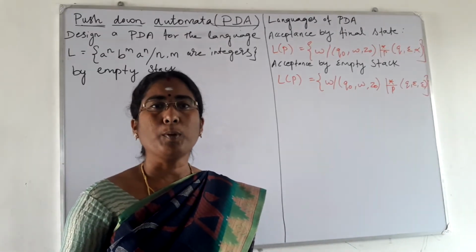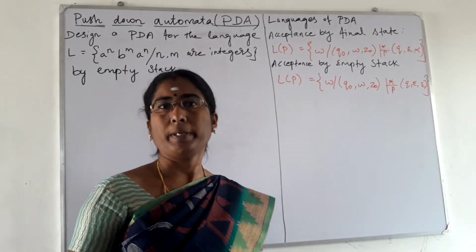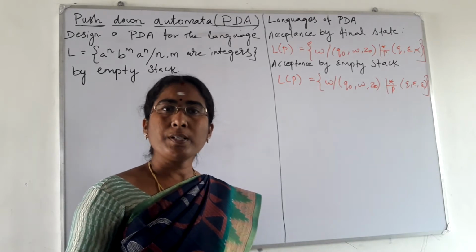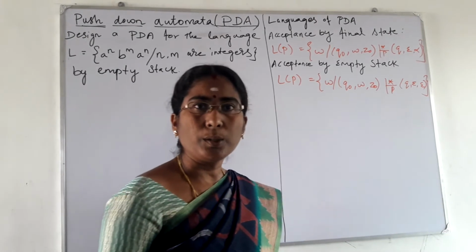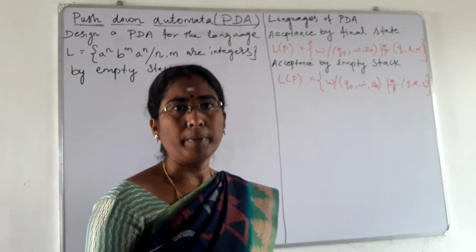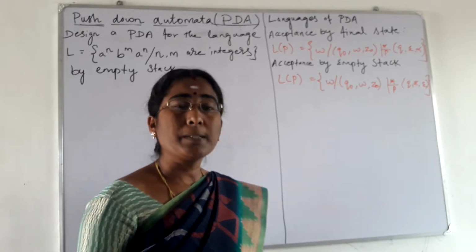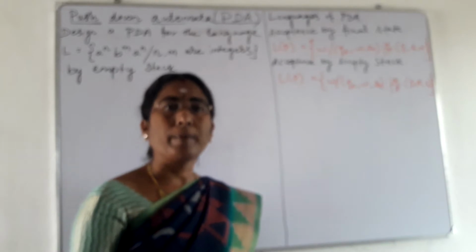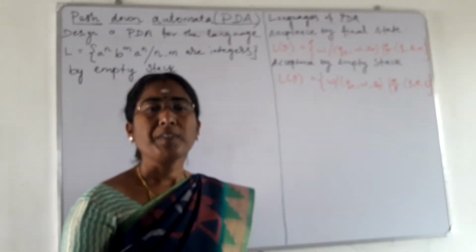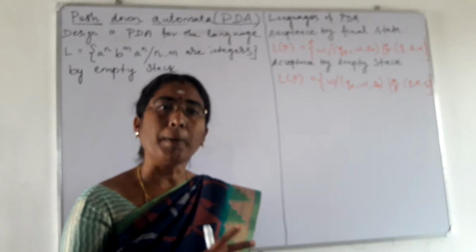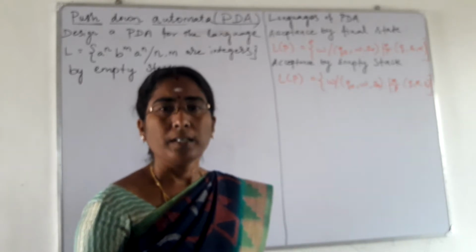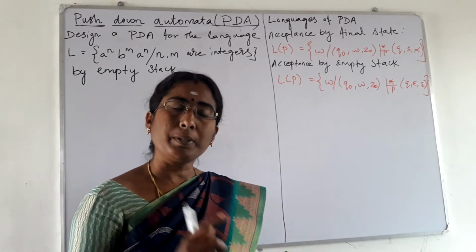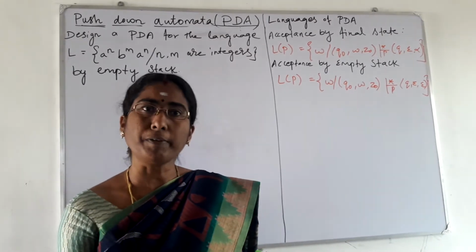Now we will discuss the languages of pushdown automata. That is, the languages of pushdown automata are similar to the languages of finite automata. But here the acceptance is in two different ways. One is acceptance of the language by emptying the stack, and the second one is acceptance by reaching the final state. In finite automata, the acceptance is only by reaching the final state.